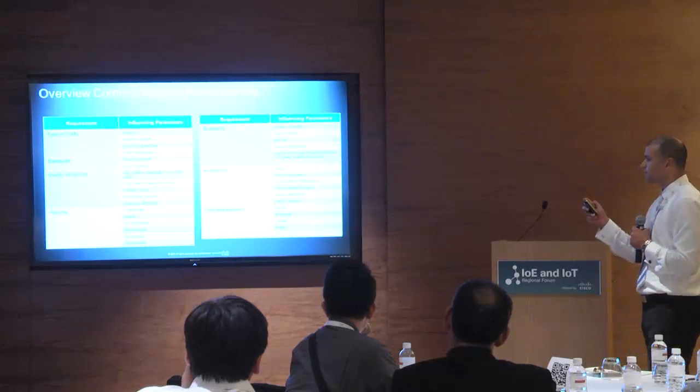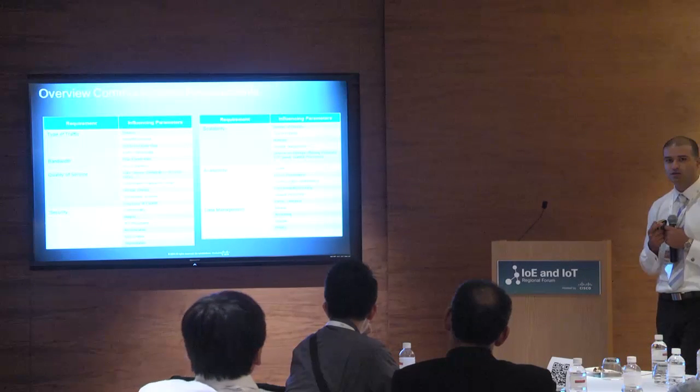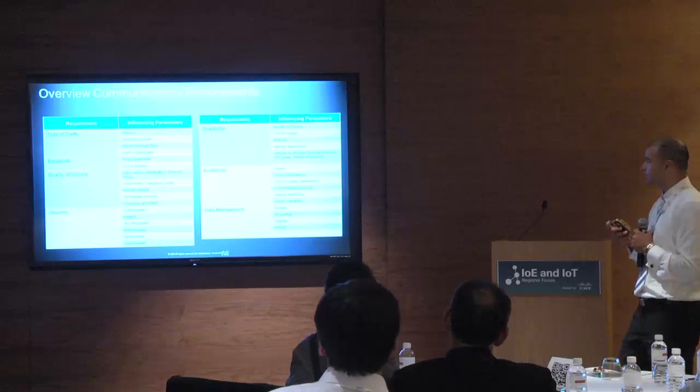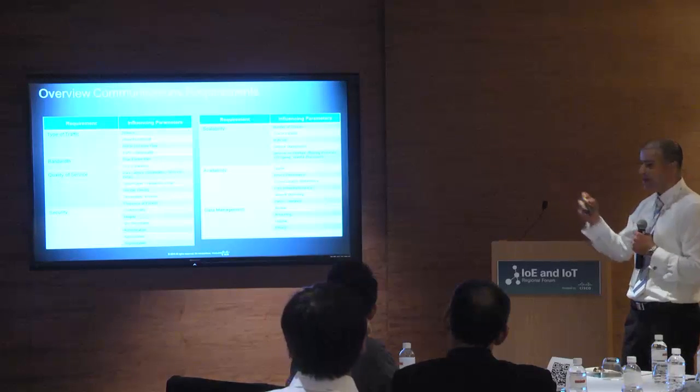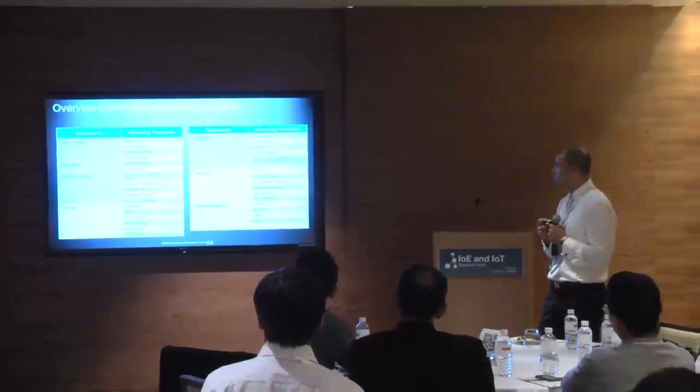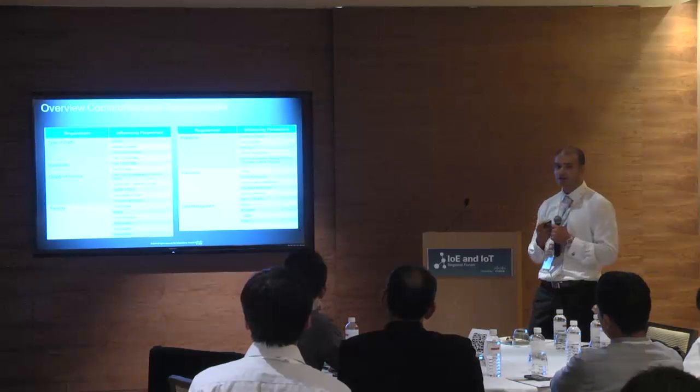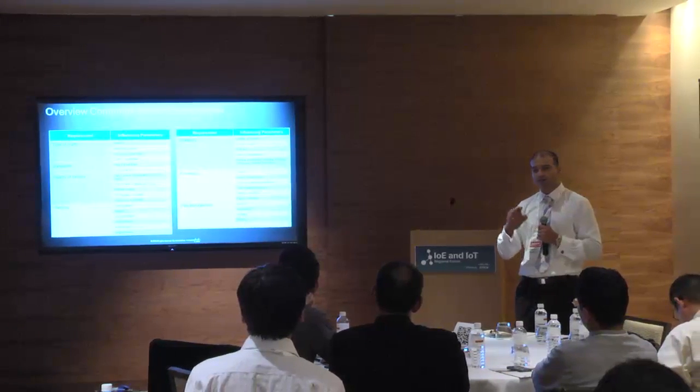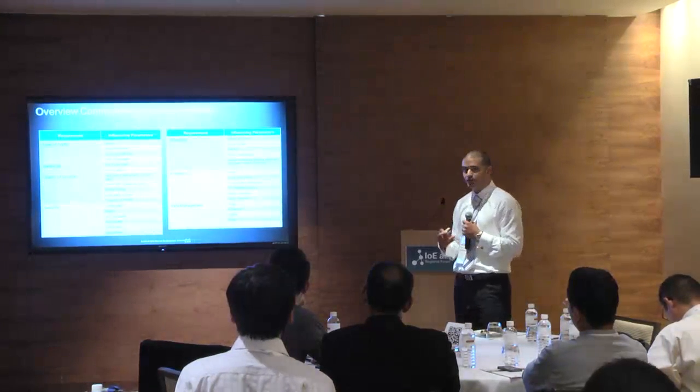Typical comms requirements that you'll always find a Cisco person looking for in communications, as you would know, are the type of traffic, the bandwidth, the quality of service requirements, security, your availability requirements. All of these things need to be considered.